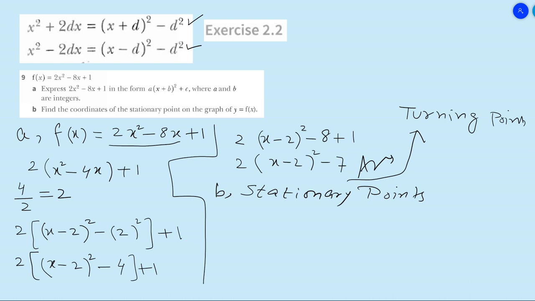How to find stationary points or turning points? It's very easy. In order to find stationary points or turning points, the standard equation is y = a(x - h)² + k. Your equation must be in the form y = a(x - h)² + k. And if you are successful in writing the equation in this form, then you can say here (h, k) is the stationary point.